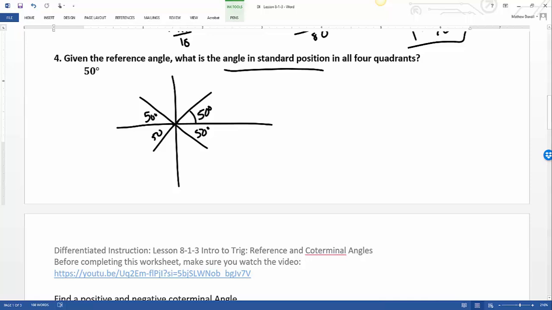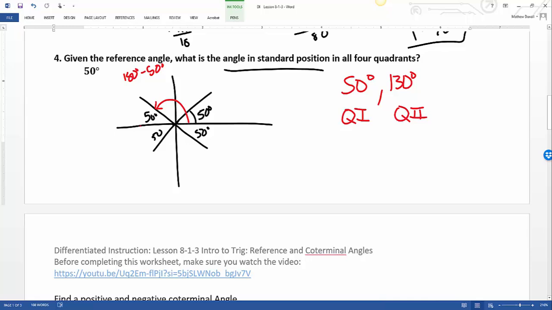What it's asking is, what is that angle? Because I'm already given one. I have the 50 degrees. That's in quadrant 1. But what about in quadrant 2? So even though I know my reference angle is 50 degrees, it's asking, if I rotate to that reference angle, what would that be? So that's going to be 180 degrees minus what my reference angle is. So that's going to be 130 degrees.